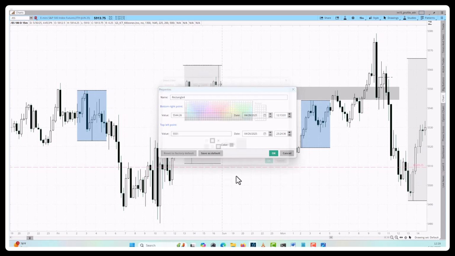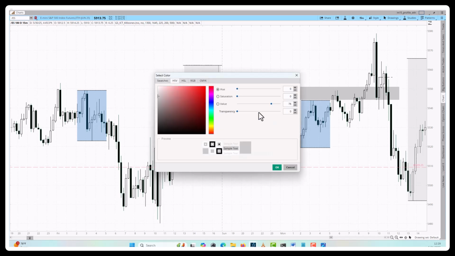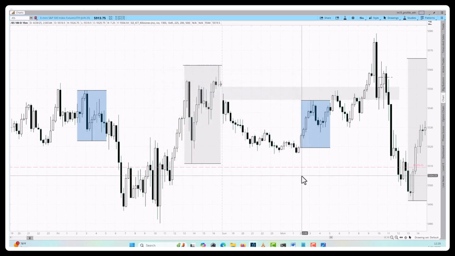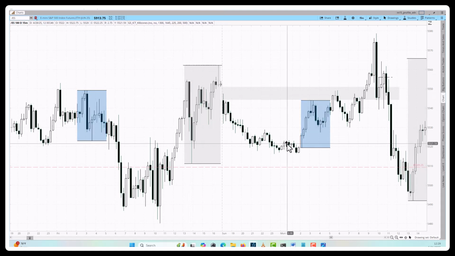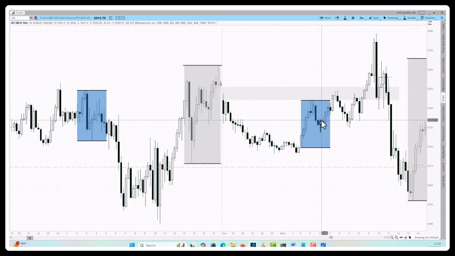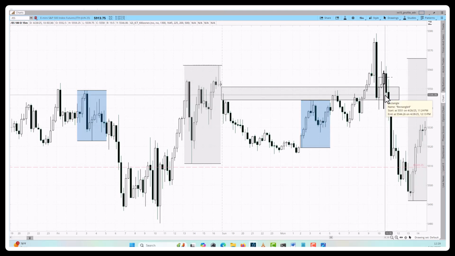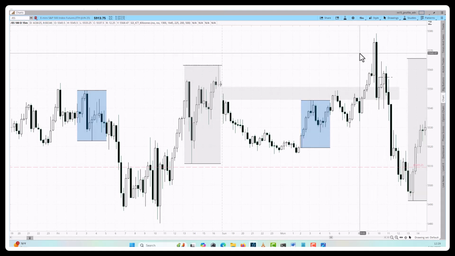Let's fix the color, make it a little bit transparent. We don't want too much color. Yeah, give it some idea right there. So this is the New York PM, and then you have Asian right here, and then you have London. Yeah, we don't mark the AM, that will be too much, so that's why we leave the PM out. New York PM.